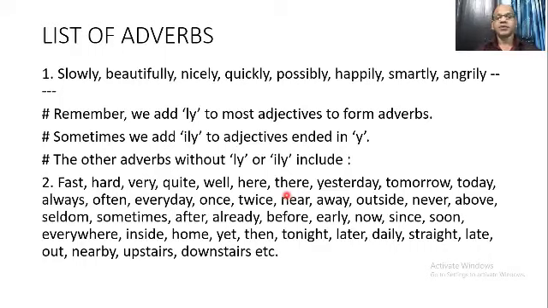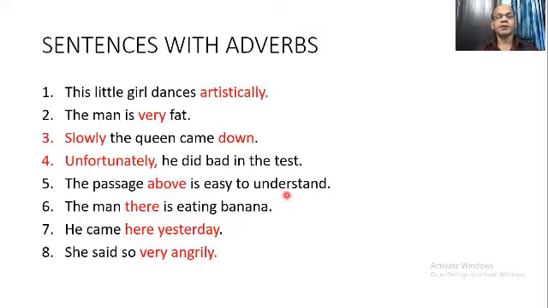Okay, my dear students, this is a list of adverbs. Now let us look at some examples using adverbs. This little girl dances artistically. Artistically is an adverb here. The man is very fat. Very is another adverb. Slowly the queen came down. Slowly is an adverb. Down is an adverb here. Unfortunately, he did badly in the test. Unfortunately is an adverb. The sentence above is easy to understand. Above is an adverb here.